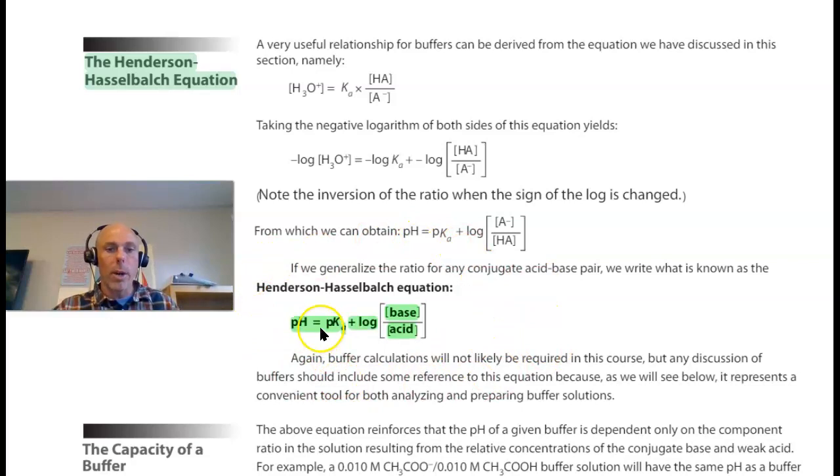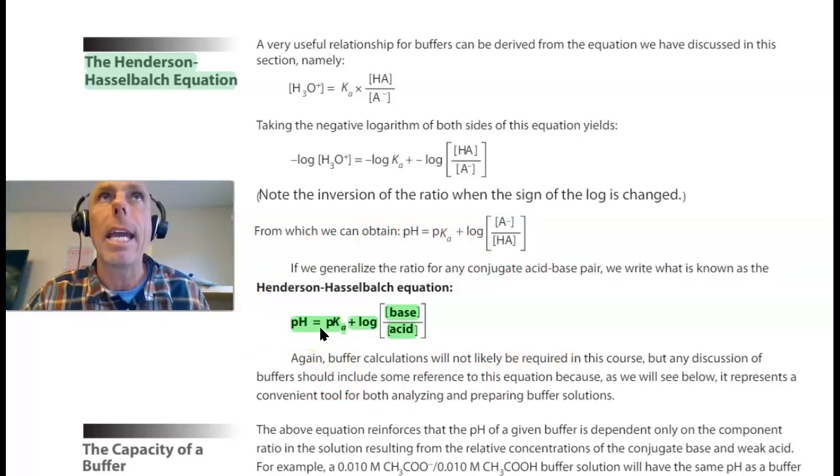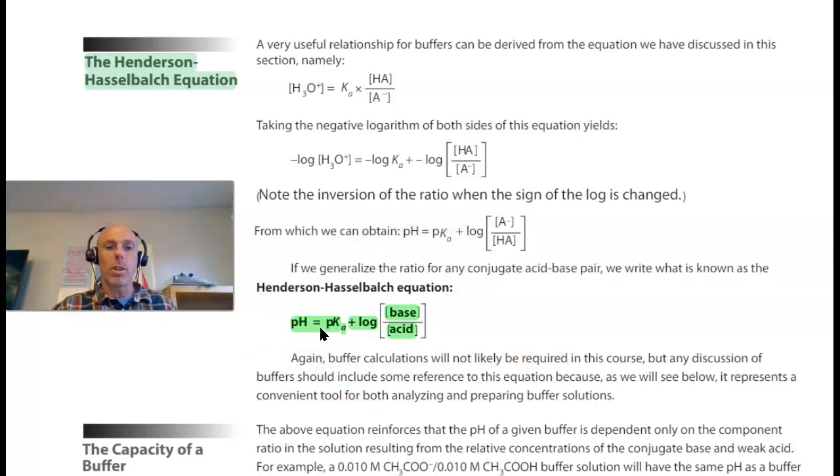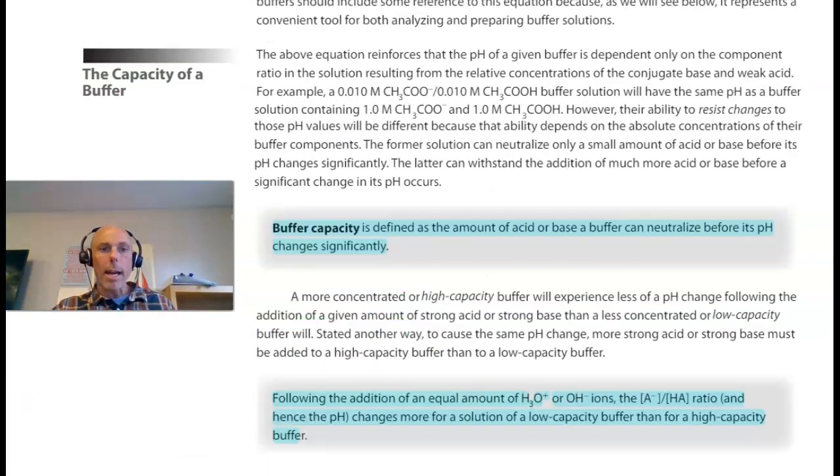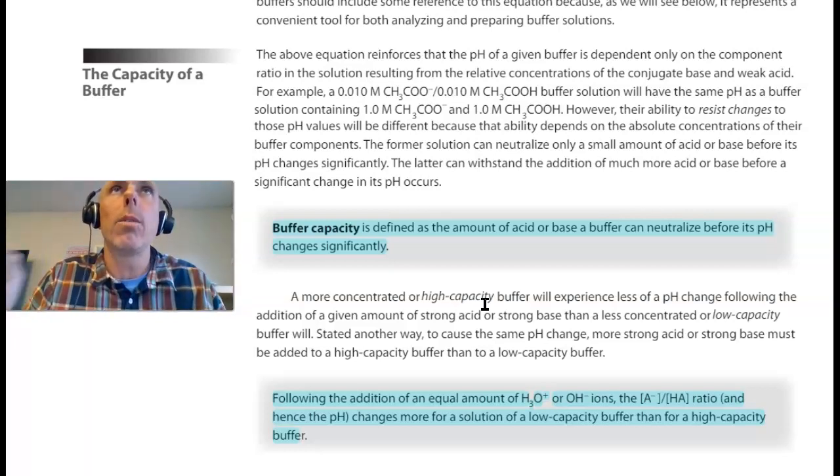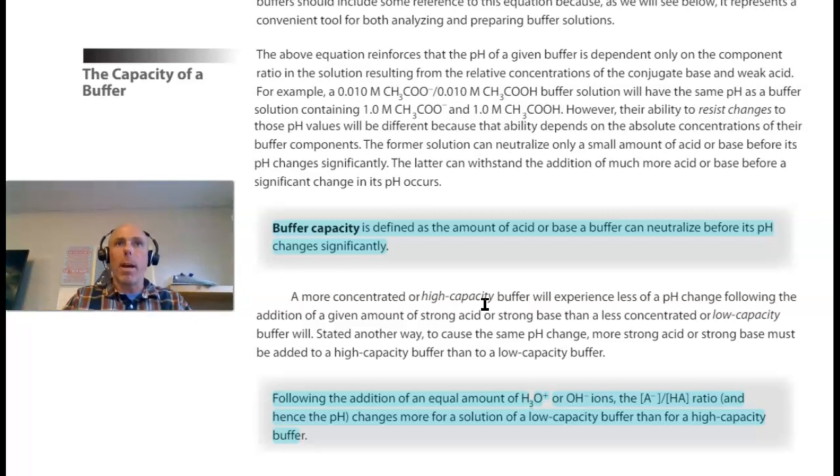But again, it's the pKa of the weak acid in the buffer system that shows up in this, plus the log of the concentration of base over acid. Going back to the definition of a buffer, of course it's weak acid and conjugate base in relatively high and relatively equal concentrations. Well, the higher the concentration of weak acid and weak base, the greater the buffer capacity. Often you're asked which of these buffers has the highest capacity. Well, it'll be the buffer system with the highest concentration of weak acid and base.